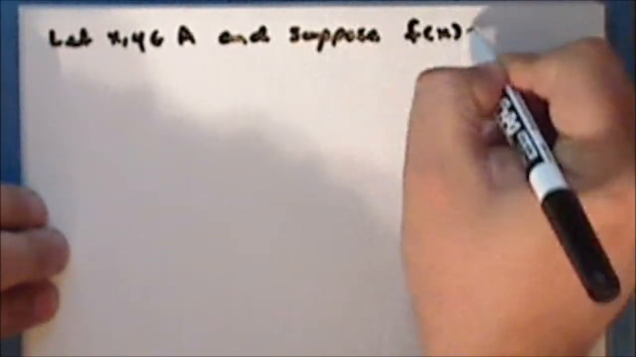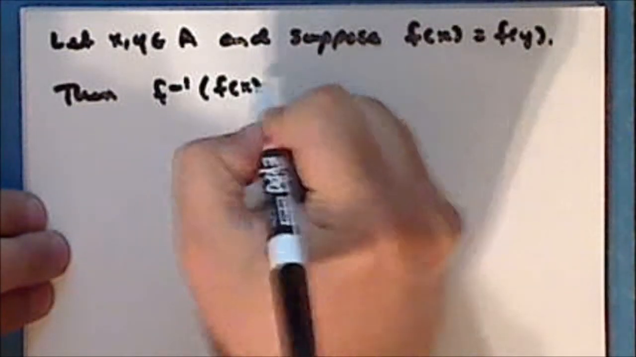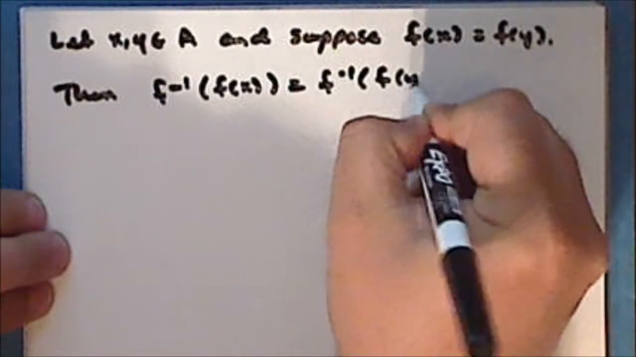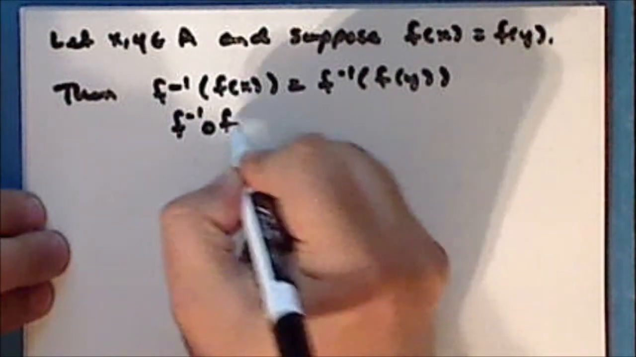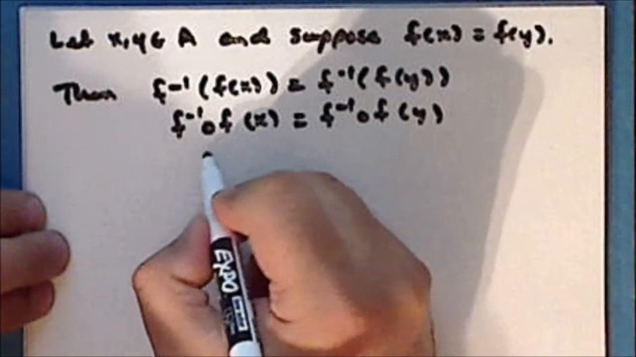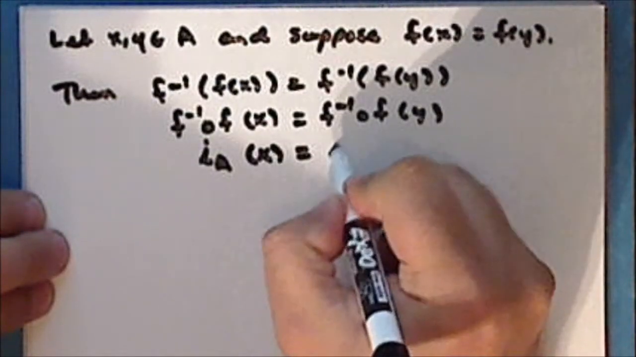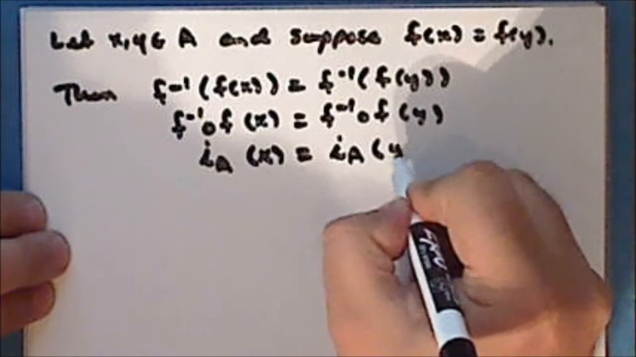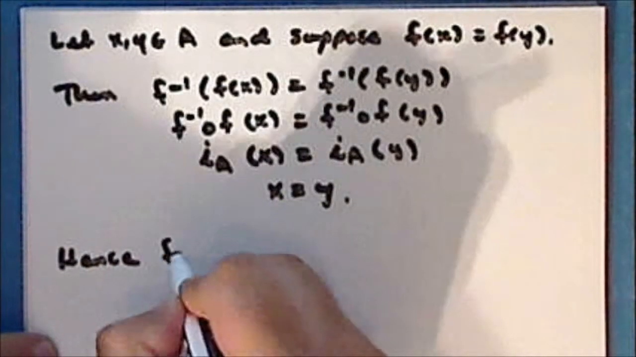so let x and y be two elements in the set A, and suppose that f of x is equal to f of y. Then f inverse of f of x is equal to f inverse of f of y. Now f inverse of f of x is the composition f inverse of f at x, and this is equal to the composition f inverse of f at y. This is the identity function on the set A, taking as an argument x on the left-hand side, equal to the identity function on the set A, taking as an argument the element y on the right-hand side, so we have x is equal to y. Hence the function f is injective.